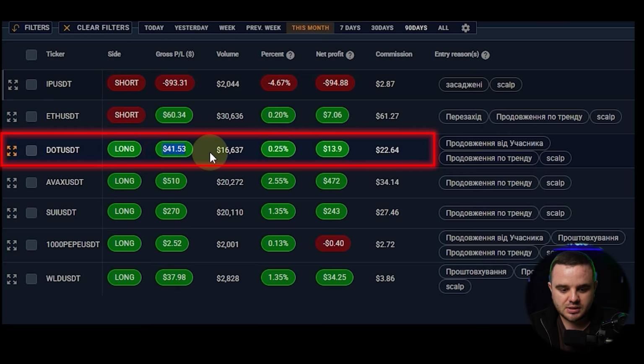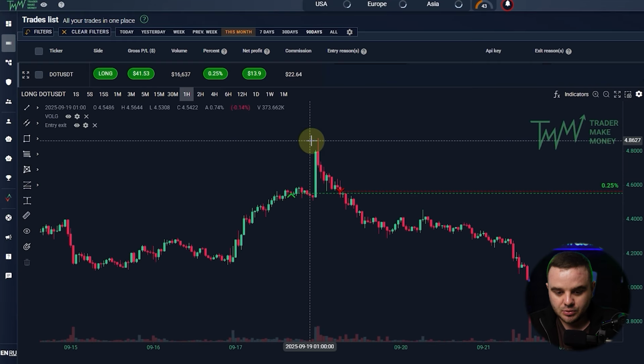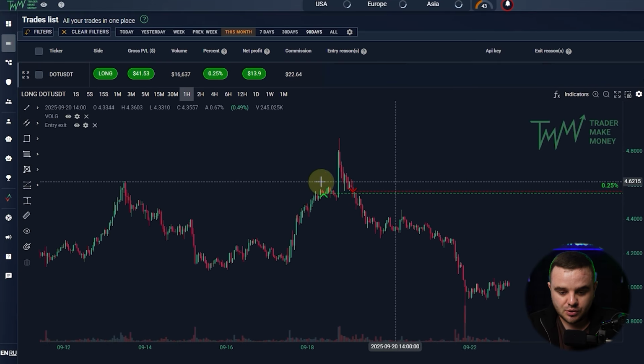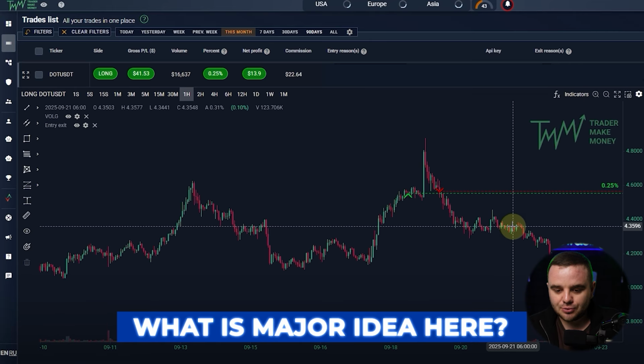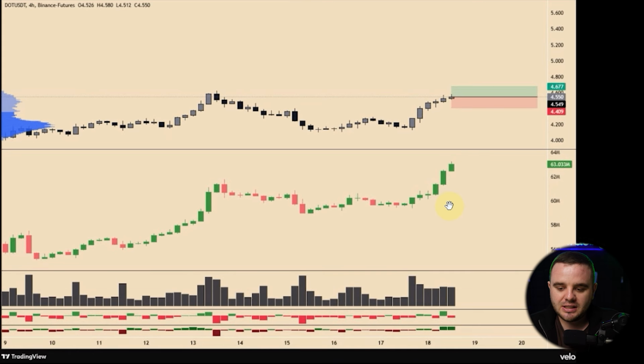Let's cover this DOT example where I made net 13 USD, but honestly, there was more than 1000 USD of profit at one moment. What's the major idea here? I trade trend continuation only when I see open interest rise and the price moves slowly. Often that would be continuation of a trend. I never trade trend continuation when open interest is dropping, because in many cases that would be exactly a moment for reversal.